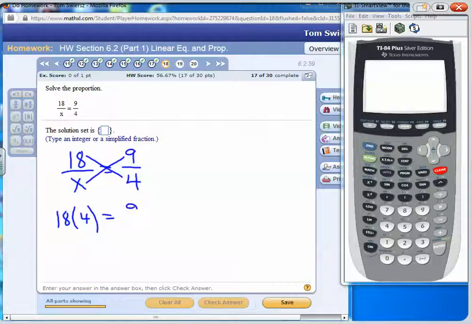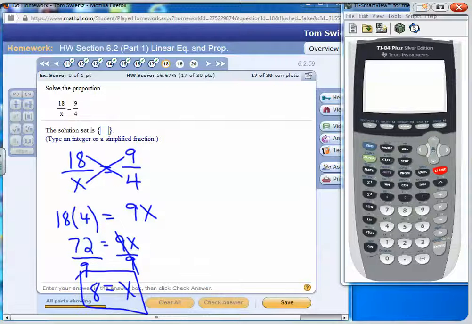X times 9 is just 9x. So this gives us a resulting equation which we can solve for x. 18 times 4 is 72, equals 9x. Divide by 9, and 72 divided by 9 is 8. And 9 divided by 9 cancels, and we get x equals 8, which is our correct answer. So again, the cross products are equal. Setting them equal to each other will give you an equation, and you can solve for x.